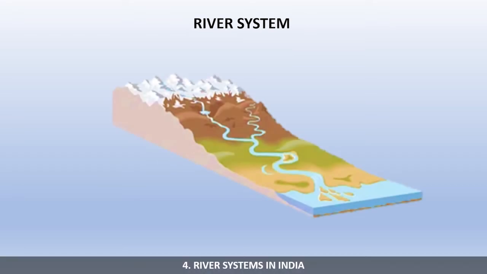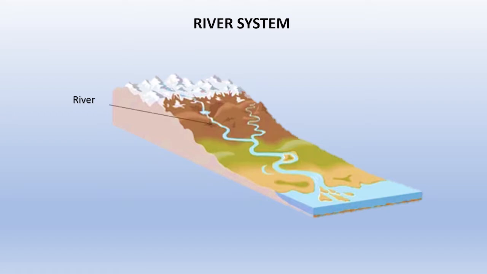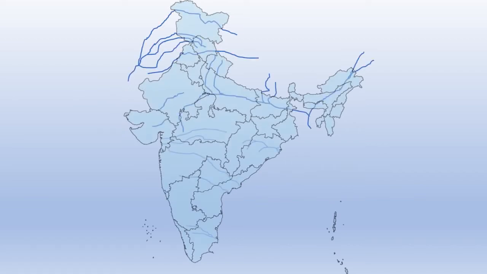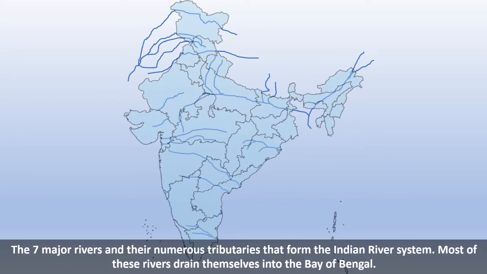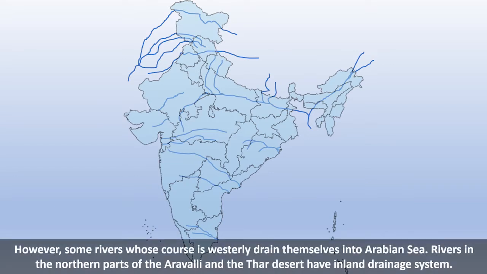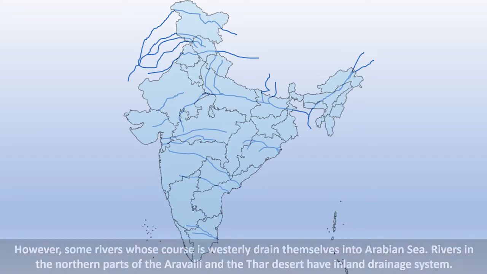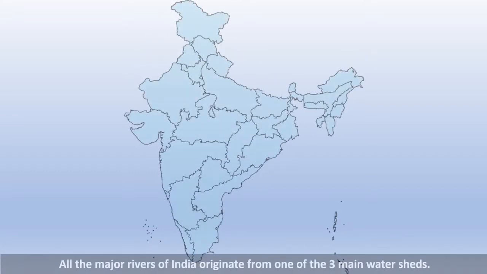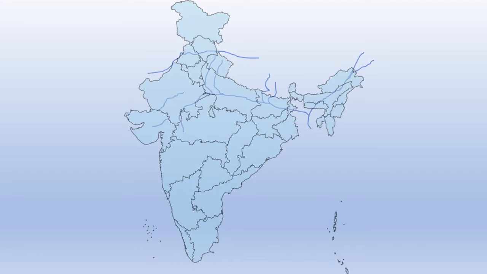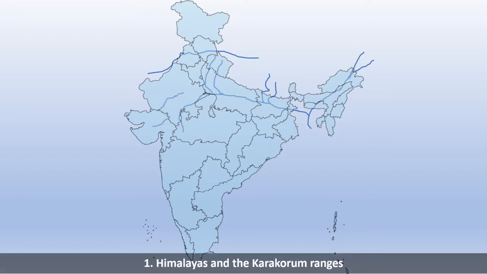The main river, its tributaries, and the large water body in which the river drains are collectively called a river system. The Indian river system comprises 7 major rivers and their numerous tributaries. The majority of the rivers are observed to drain themselves in the Bay of Bengal. The westerly flowing rivers tend to drain themselves into the Arabian Sea. The rivers of India originate from 3 main sources: the Himalayas and the Karakoram ranges, the Vindhya, Satpura, and Chota Nagpur plateau, and the Western Ghats.